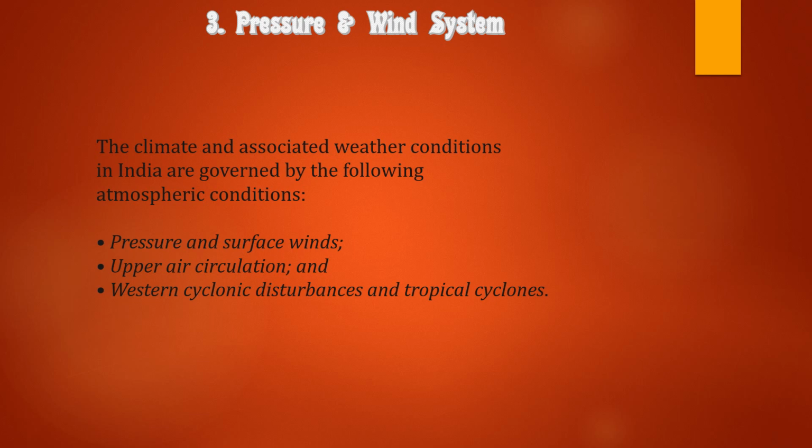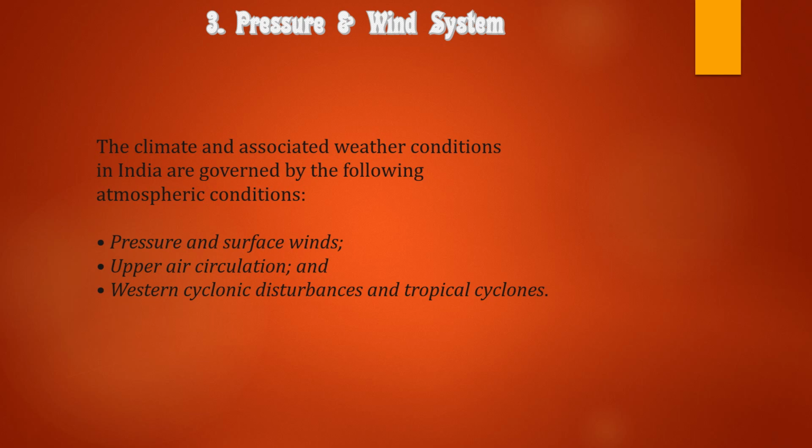So the climate and associated weather conditions in India are governed by the following atmospheric conditions. This topic we are going to discuss in detail. Pressure and wind system. In this, pressure and surface winds affect the climate. Then upper air circulation and western cyclonic disturbances. What are these western cyclonic disturbances? In detail we are going to study about it.